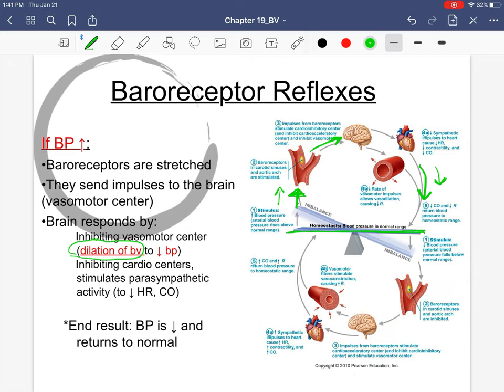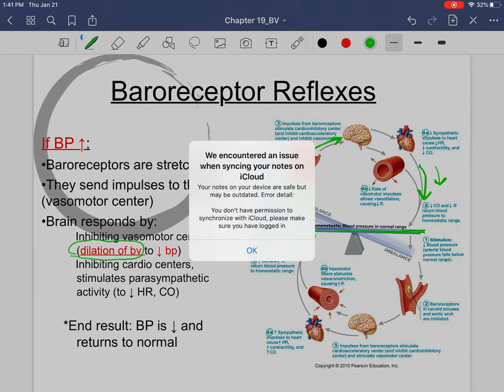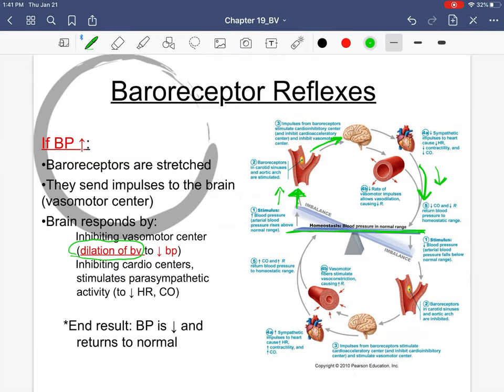Now, of course, the brain's going to signal many other things to happen, but I'm just giving you one example. So here we have a baroreceptor reflex as a way that the nervous system can help maintain blood pressure. If blood pressure goes up abnormally, the baroreceptors will sense that increase in blood pressure, send a message to the brain, and in an effort to lower blood pressure back to normal, the brain will trigger vasodilation of arterioles. Because when we dilate the arterioles, blood pressure goes back down.